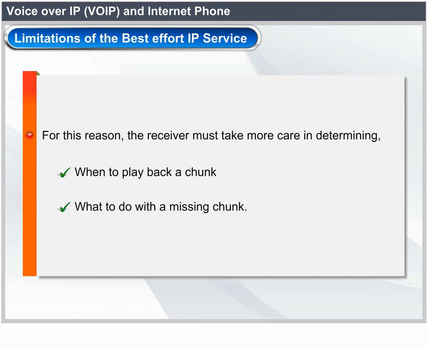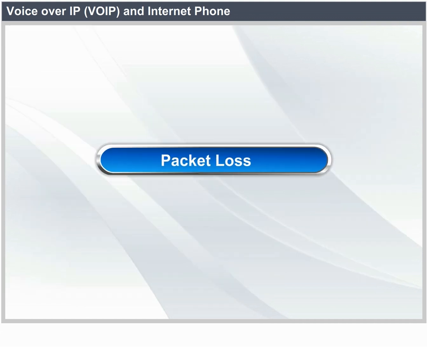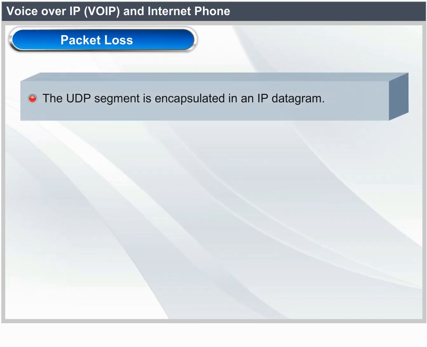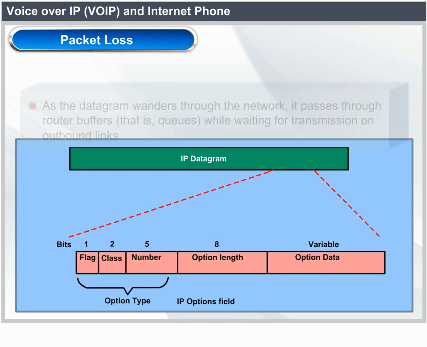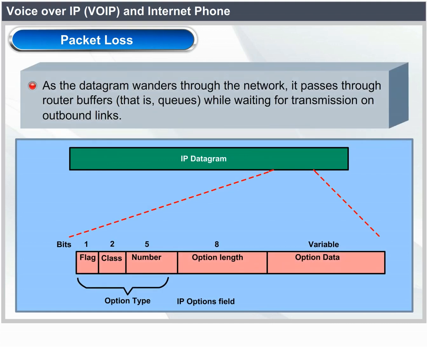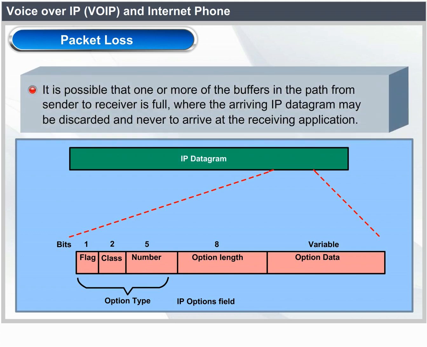Packet loss. The UDP segment is encapsulated in an IP datagram. As the datagram wanders through the network, it passes through router buffers, that is queues, while waiting for transmission on outbound links. It is possible that one or more of the buffers in the path from sender to receiver is full, in which case the arriving IP datagram may be discarded, never to arrive at the receiving application.